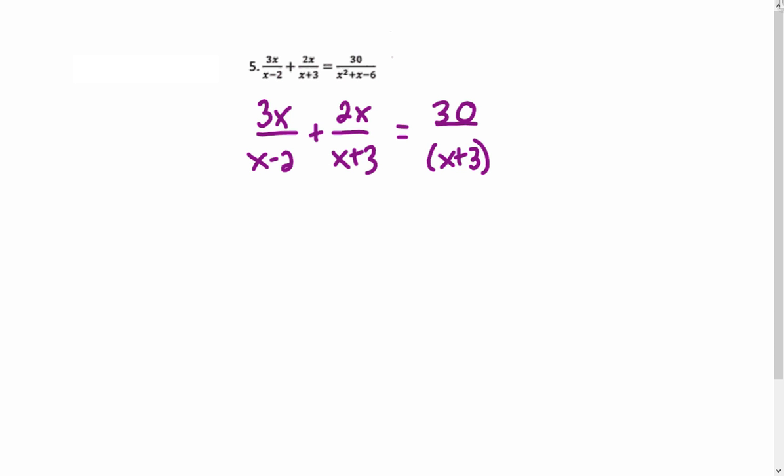Number 5, there's nothing too tough about this one. The only difference is your solution is no solution in the end. I don't know if that's what's catching you. So you have to factor that denominator. Product is negative 6, sum is positive 1, which means it's an x plus 3 and an x minus 2. So then you're going to multiply both sides by x plus 3 and x minus 2.